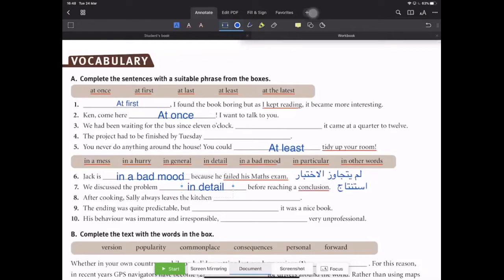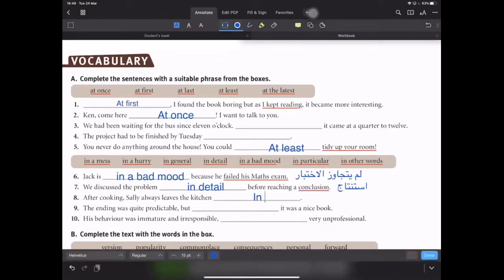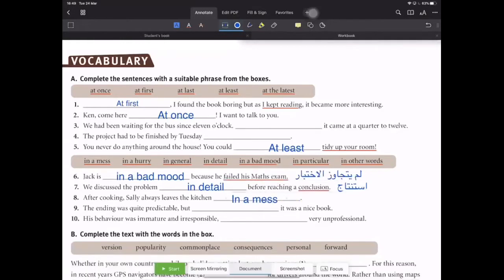Number 8. After cooking, Sally always leaves the kitchen blank. مفترض يحطوا اسم رجال هنا مو اسم هم لأنه because men usually make this. Like after cooking, Sally always leaves the kitchen what? She doesn't put everything back in its place. So she leaves the kitchen in a mess. كدليل إنها طبخت. Okay, this is enough.